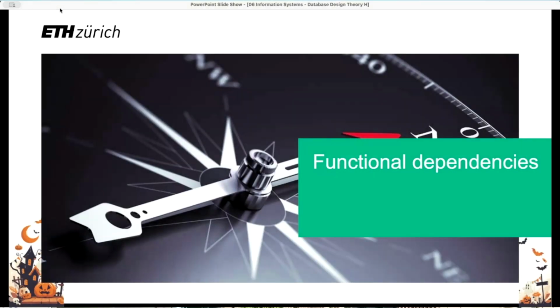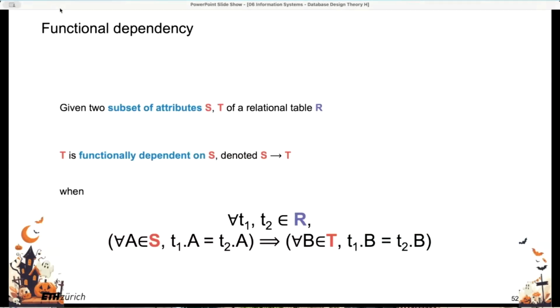Who is with me? Who is ready for the functional dependencies? Okay, so functional dependencies. You will see it sounds scary. It's actually not so scary. Well, this is scary. The slide is scary, but the visuals should be a bit easier. So let me just throw the definition at you first.